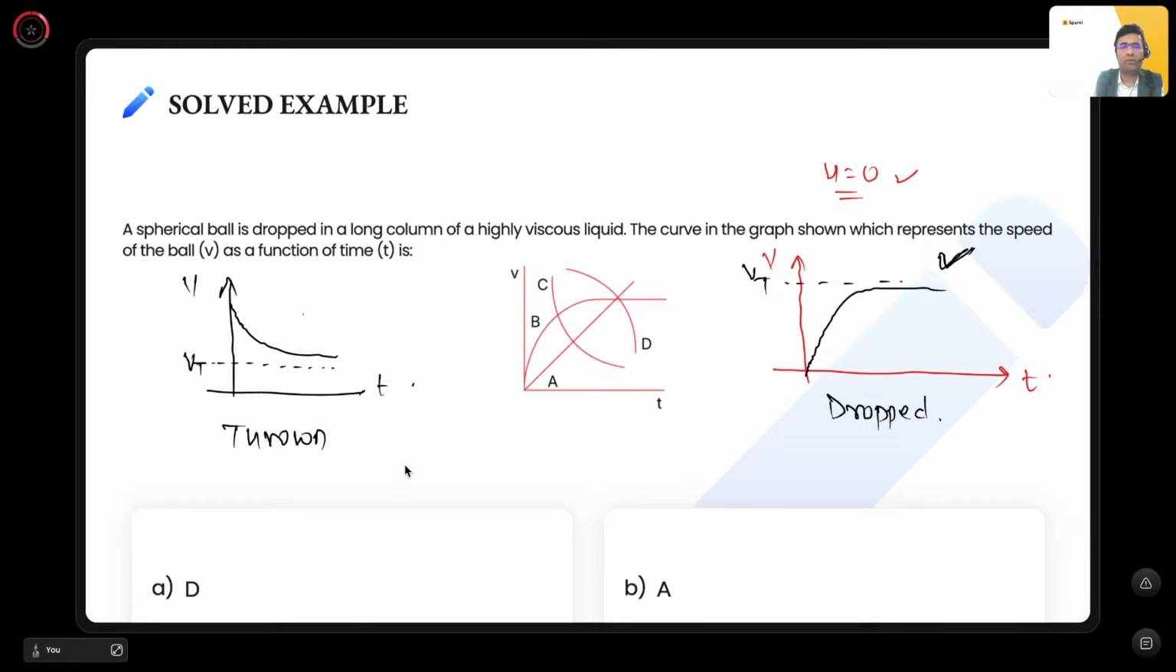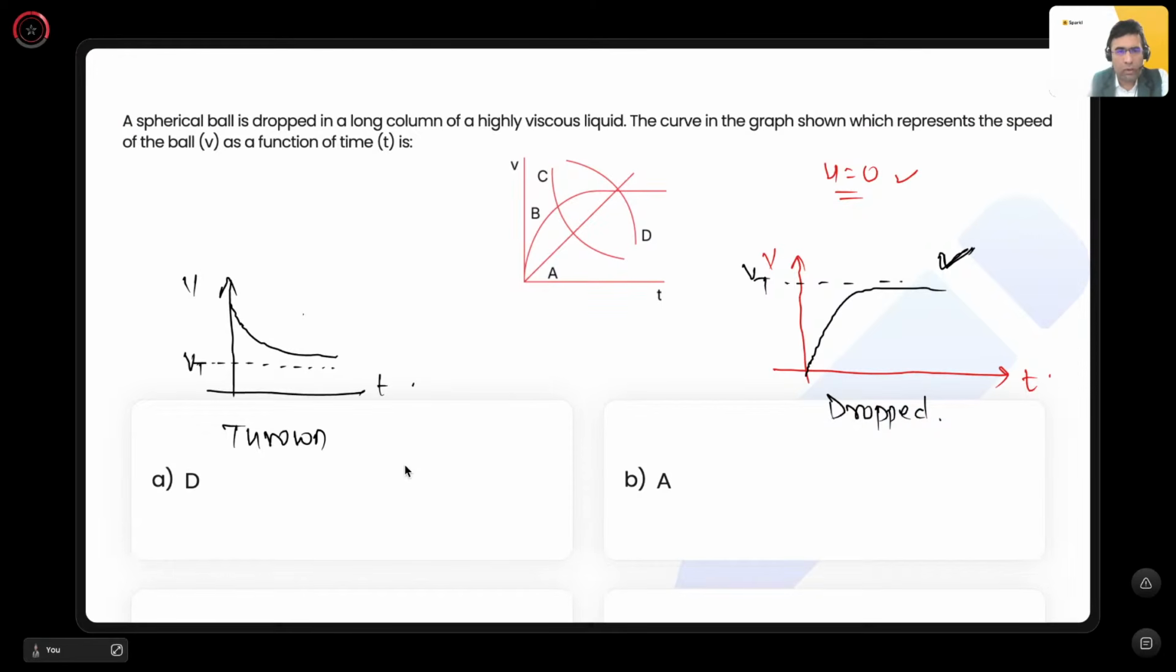So these two graphs you have to remember, and read the question very carefully to see what is given. So in this, the B curve is the correct one. So this will be my answer. So you have to remember the variation over here, right? Next question.